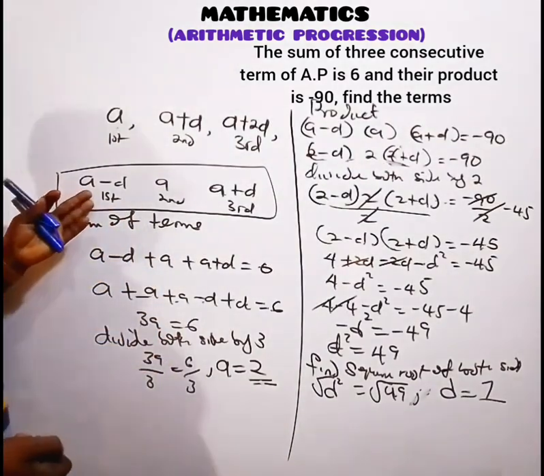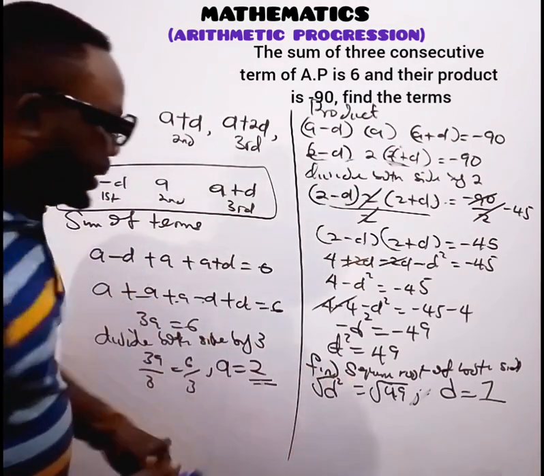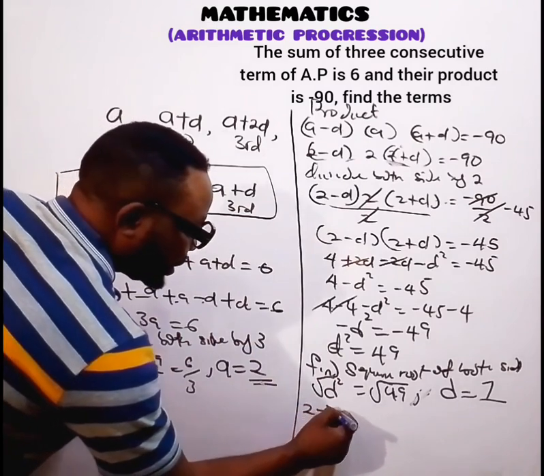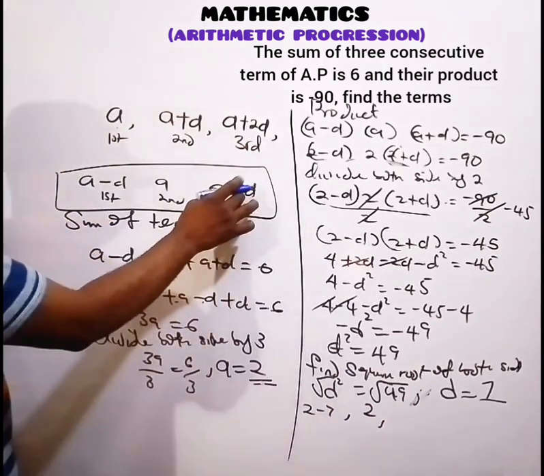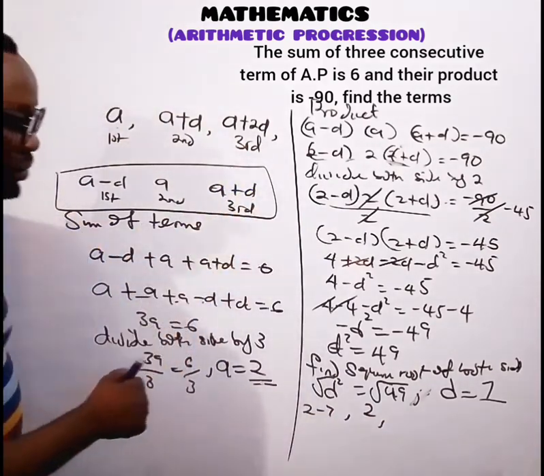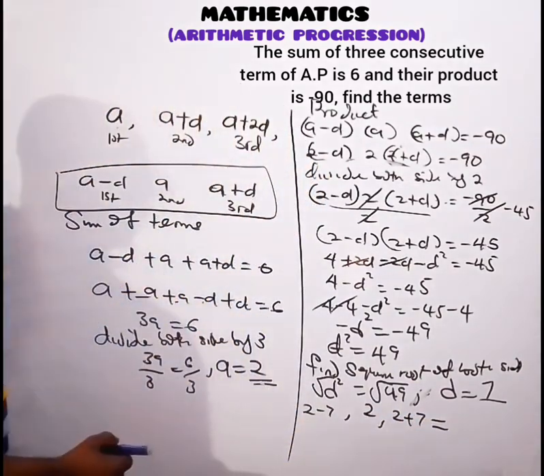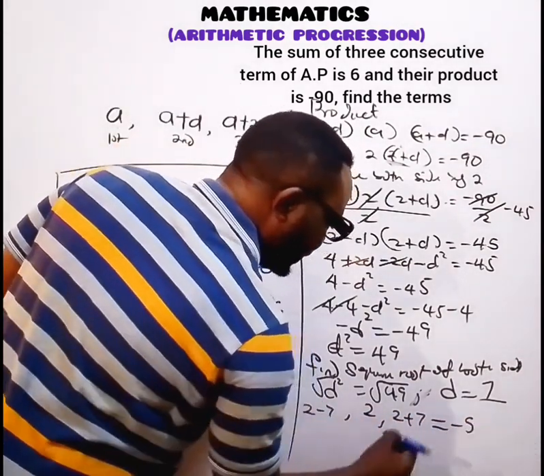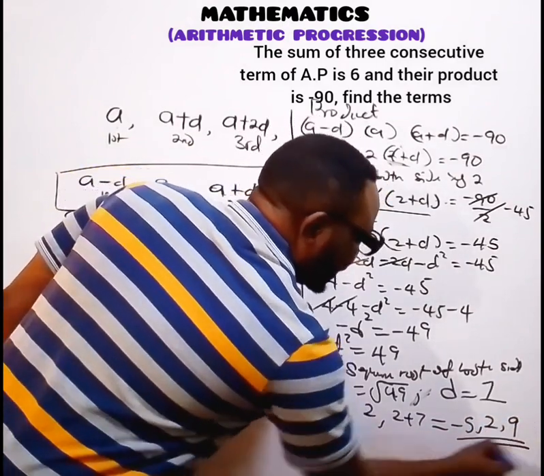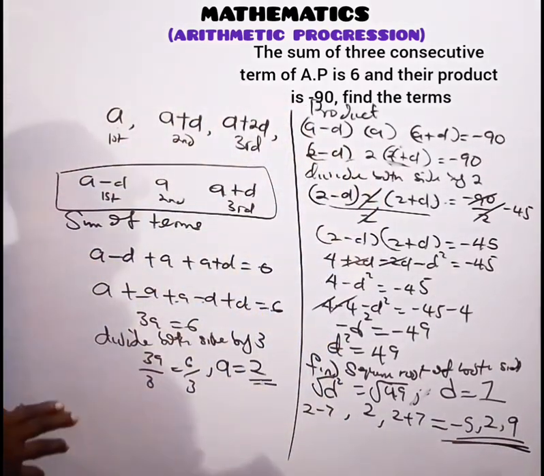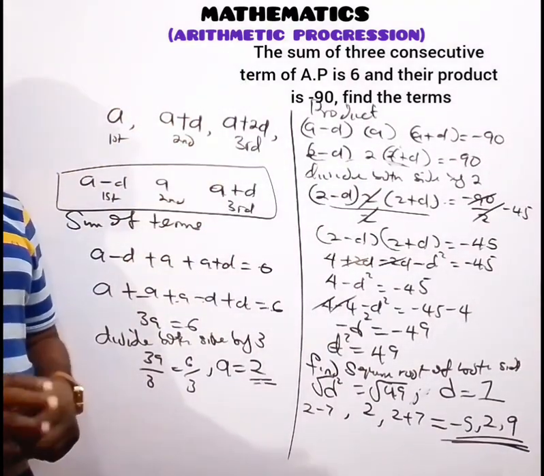We are asked to find those terms. The first term is a minus d. That is 2 minus 7, comma, 2. And the third term is what? A plus d. That is 2 plus 7. Giving us those terms: 2 minus 7 is minus 5, 2, and 9.